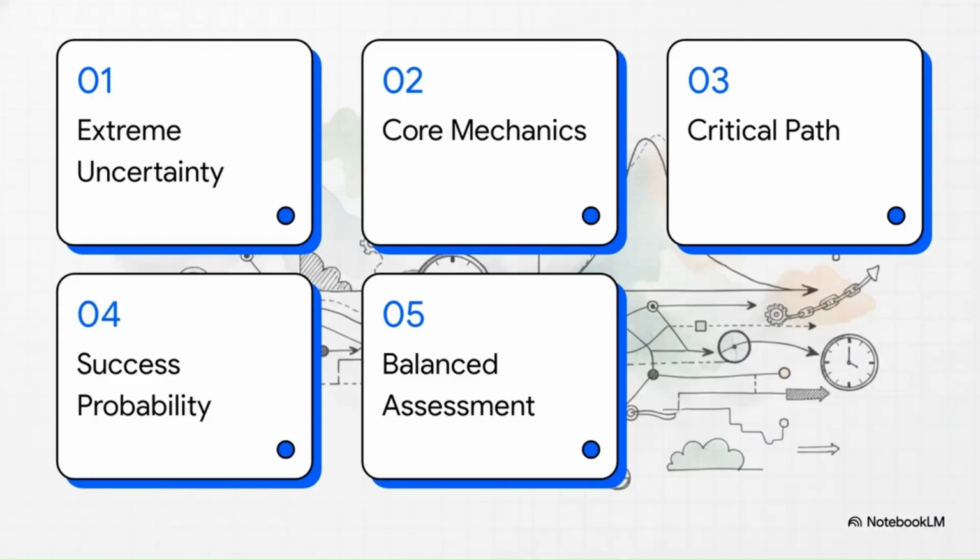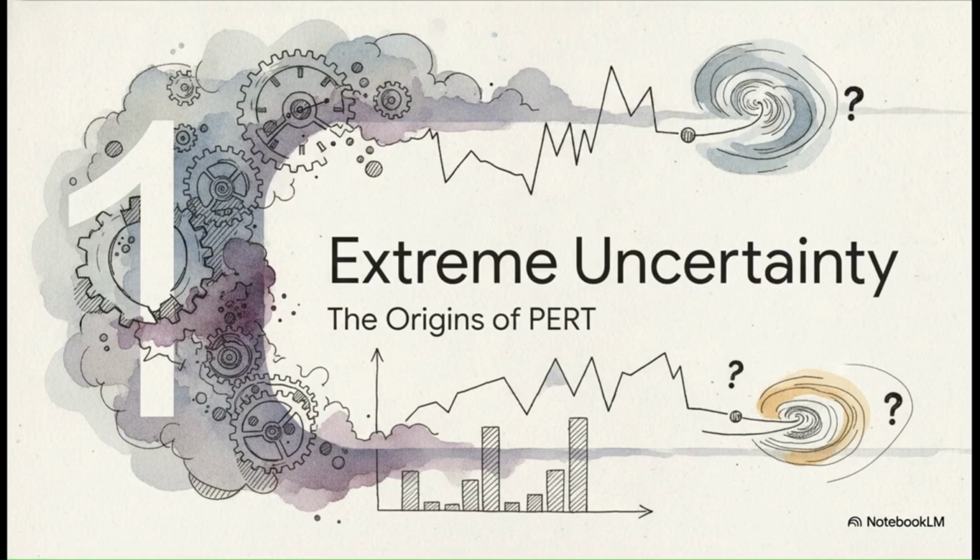Here is our roadmap for today. First, we'll discuss managing uncertainties. Second, the core mechanics of PERT. Third, mapping the critical path. Fourth, calculating the success probabilities. And finally, we'll wrap up with the balance assessment. Let's talk about section 1. That is managing extreme uncertainty.